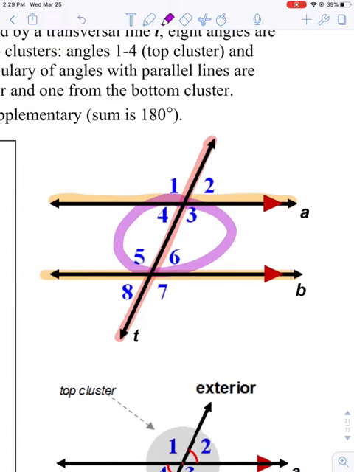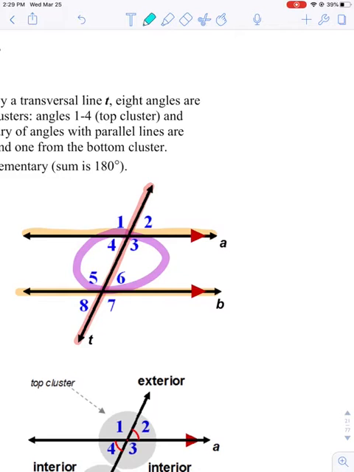And they're saying that any two that are next to each other are supplementary. So I can say that angle 4 plus angle 3 has to equal 180. And that makes sense because they actually make a straight line. So we know that they're supplementary. Angle 5 plus angle 6 have to equal 180. For the same reason, those make a straight line.